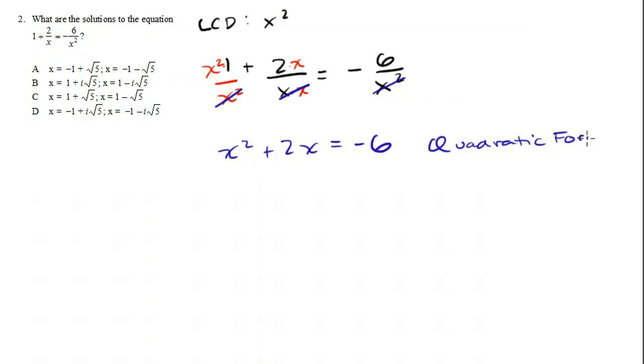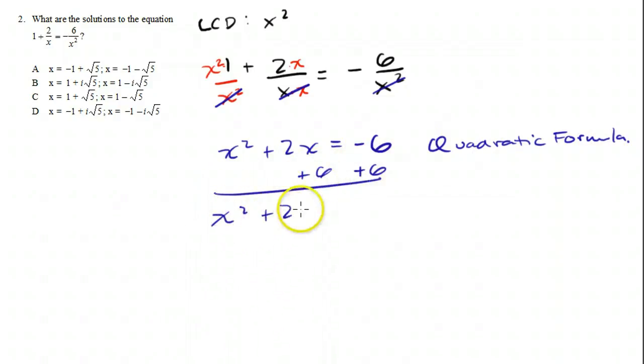So how do we do this then? To use the quadratic formula, we make it equal to 0. So we have to add 6 to both sides first. And I get x squared plus 2x plus 6 is equal to 0. And now we can just plug it into our quadratic formula.